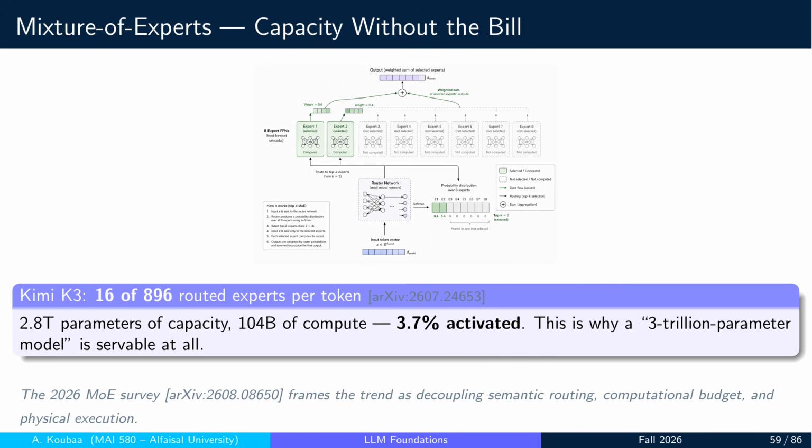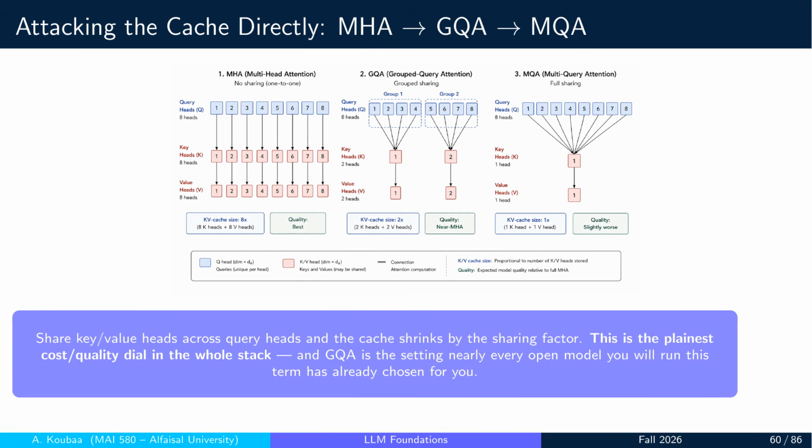Now, the 2026 survey framing at the bottom, which is a useful way to hold the idea. The trend is a decoupling of three things that used to be one thing. Semantic routing, which expert should handle this; the computational budget, how much we spend; and physical execution, which hardware runs it.